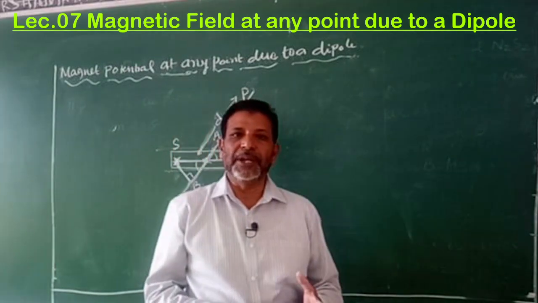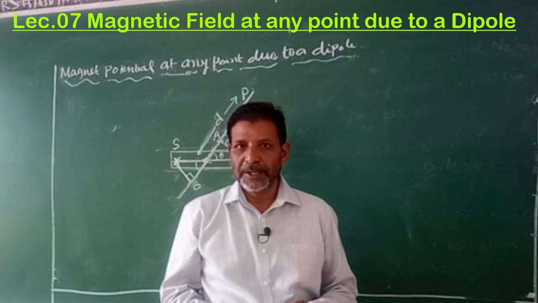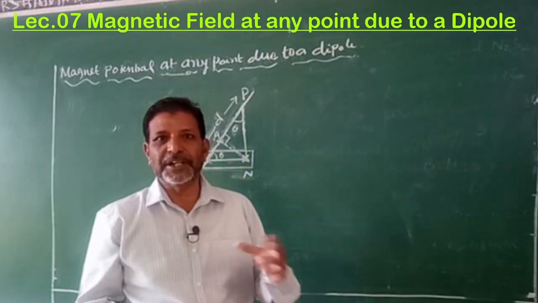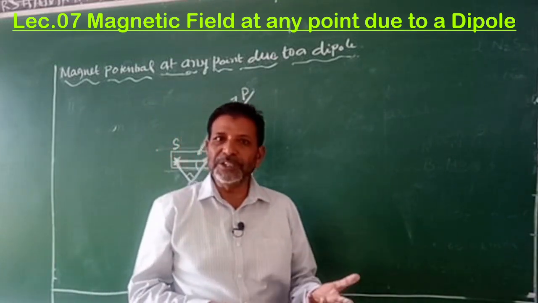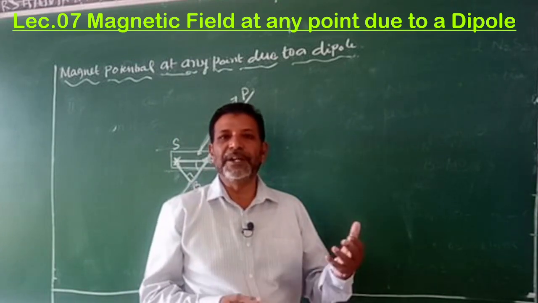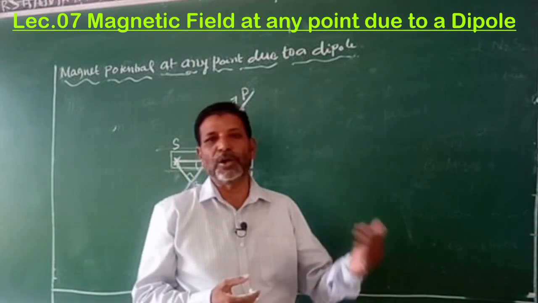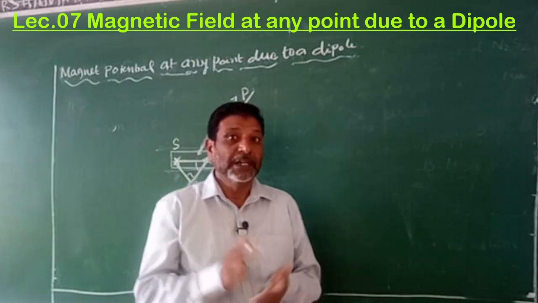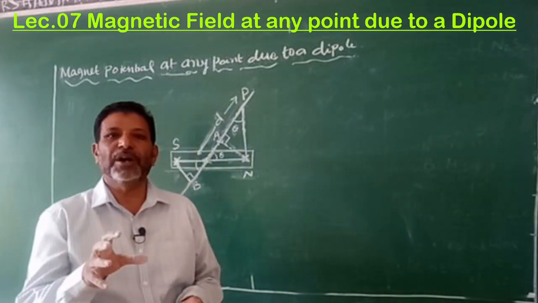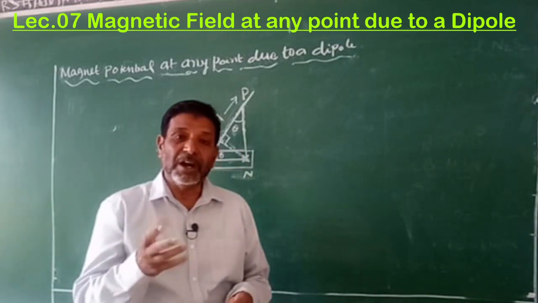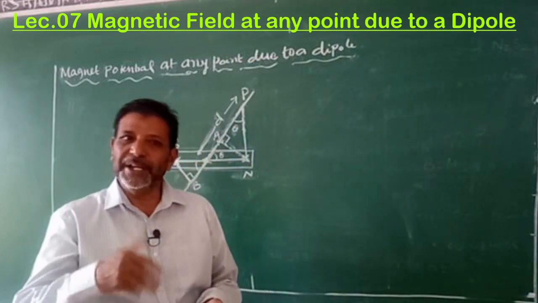Already we have derived the formula of the magnetic field at any point due to a dipole. That means we have derived a general formula for it. Now by using that formula, you can calculate the field on the axial line as well as along the equatorial line, anywhere around the dipole. In the same manner, in the last class, we have derived the formula of the magnetic potential on the axial line and the equatorial line of a dipole.